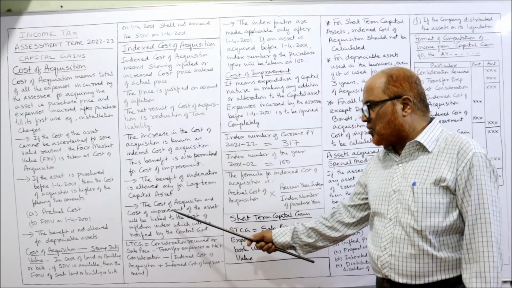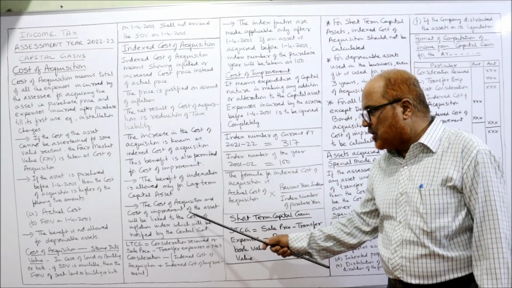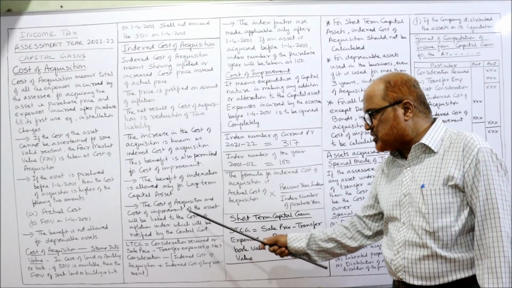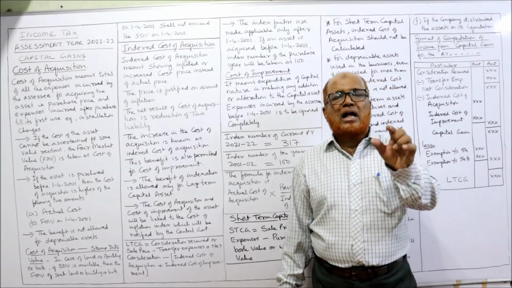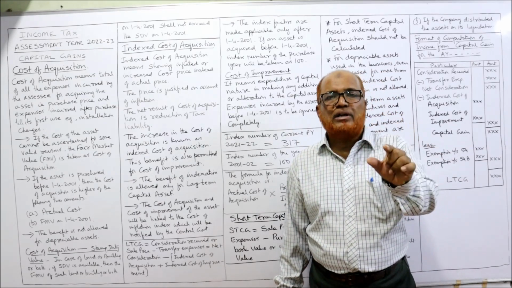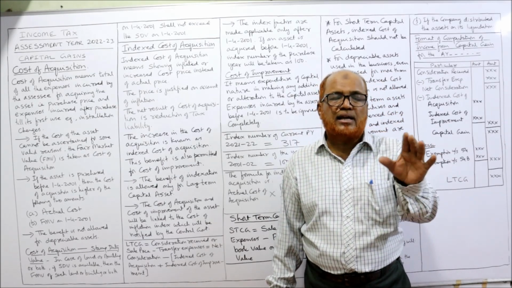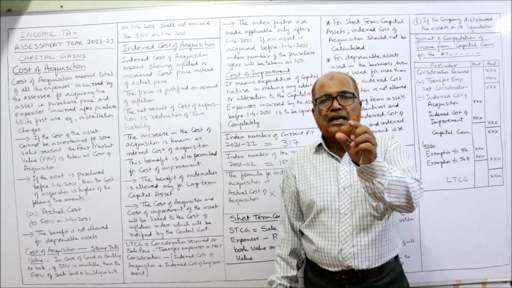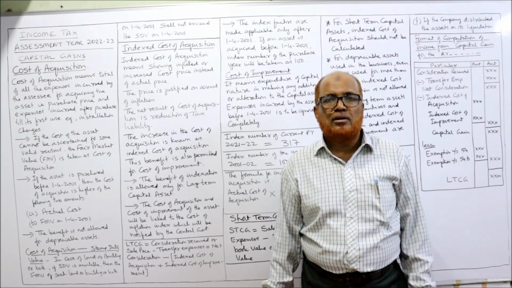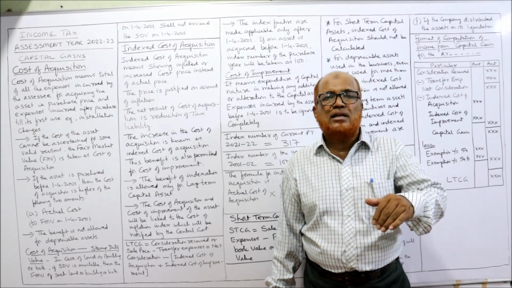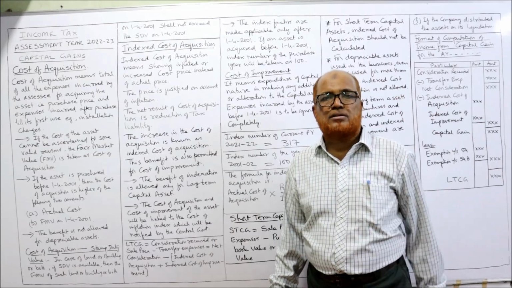The cost of acquisition and cost of improvement of the asset will be linked to the cost inflation index, which is notified by the central government. So here in India, the Government of India will notify the cost inflation index. That index number we need not calculate, the government will publish. So we have to take the indexed inflation rate of the government.